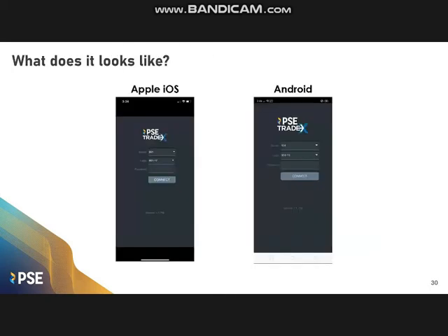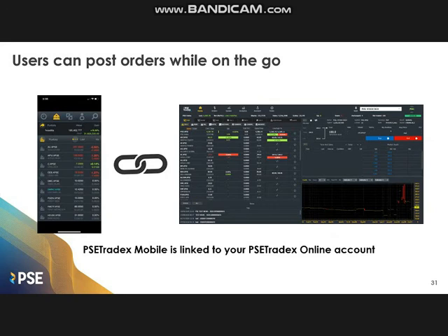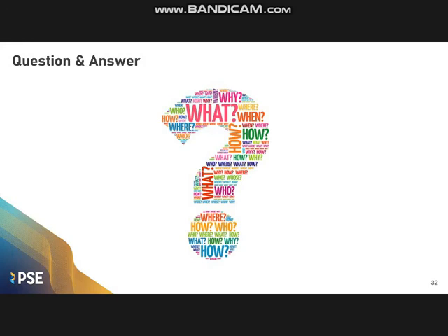What's good with PSE Tradex Mobile is that users will be able to post orders while on the go. Meaning, if you don't have access to a computer, and you want to post an order, basically you can use your mobile phone to do that because your PSE Tradex Mobile is linked to your PSE Tradex account. So if you have this particular application on your mobile phone, in order for you to log into your account, basically, you just need to type in your username and your password. As you can see, that is the very quick, brief discussion of the PSE Tradex Mobile. So now, I think that is the end of the slide.